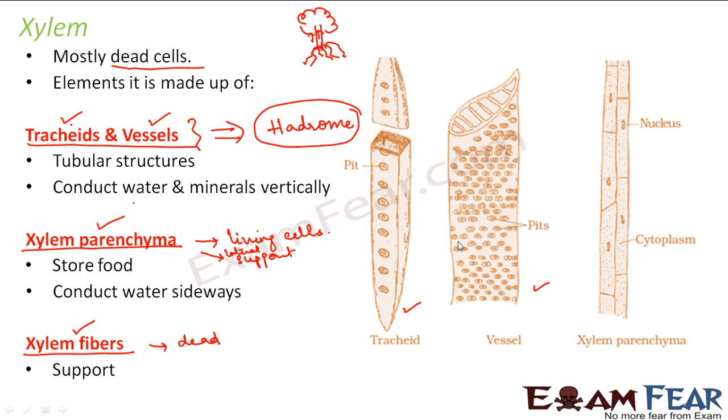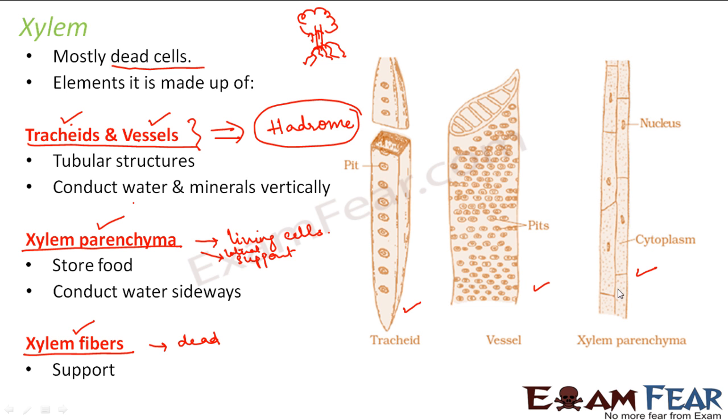So what is the purpose of these pits? These pits also help in transportation. They are small hole-like structures on the entire body of the vessels and also on the body of the tracheids. These pits are also like canal-like structures, and they also help in transportation. Right. So here you can also look at the structure of the xylem parenchyma.